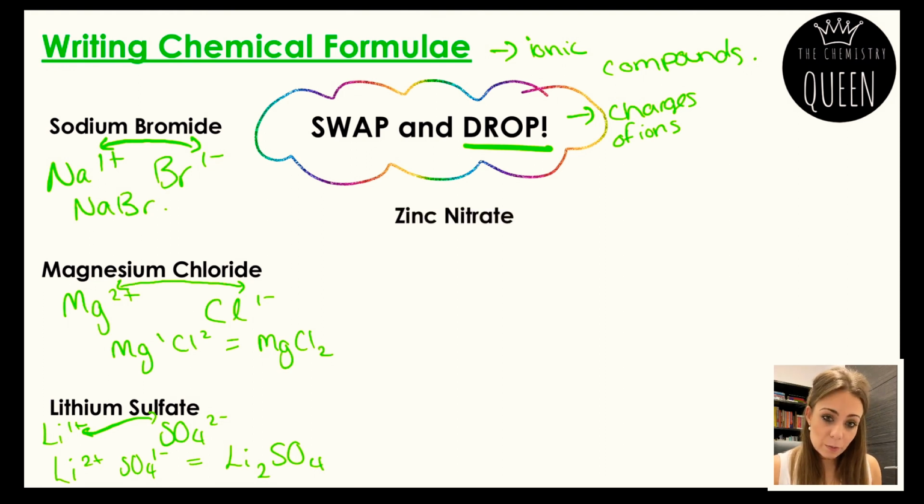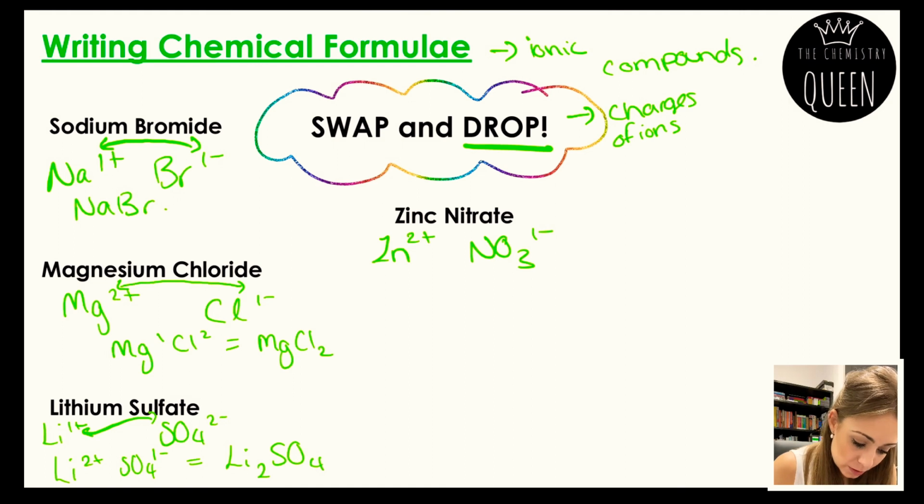Final example I'll go through is zinc nitrate. So zinc, transition metal, technically, sorry, no, it's not a transition metal, but it has a charge of 2+. And nitrate ion, 1-. Swap the two numbers over, so the 2 swaps with the 1, like so, but then we have to drop the numbers down to write the correct chemical formula.